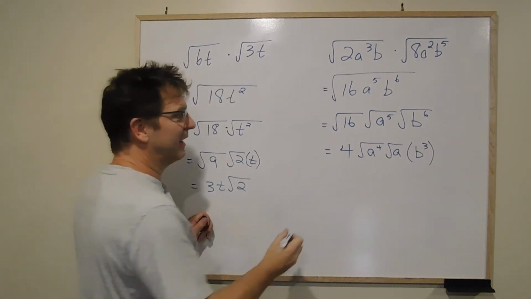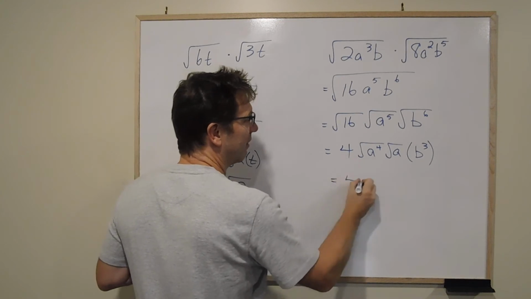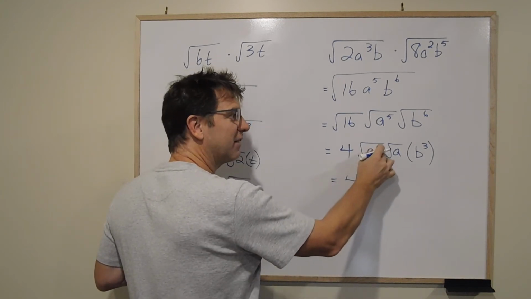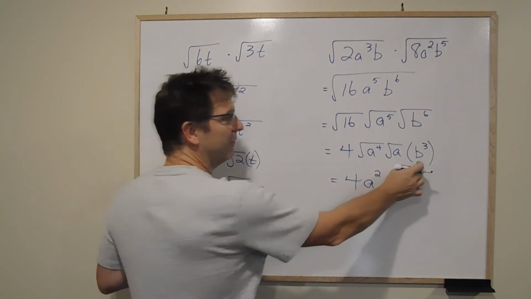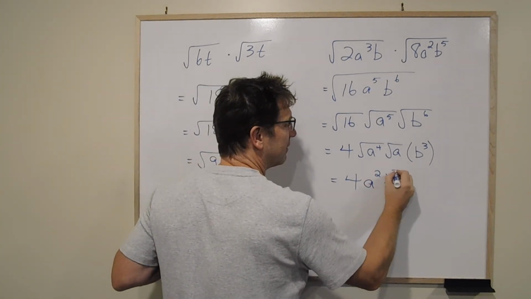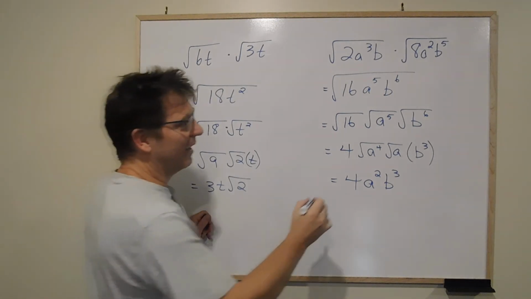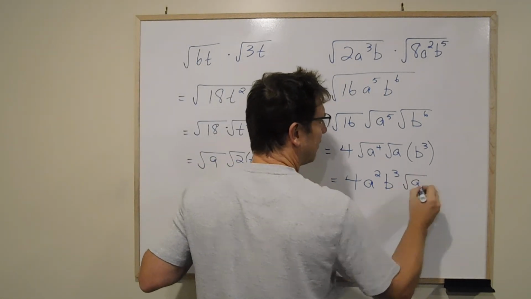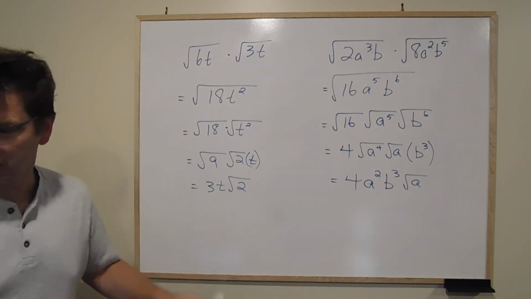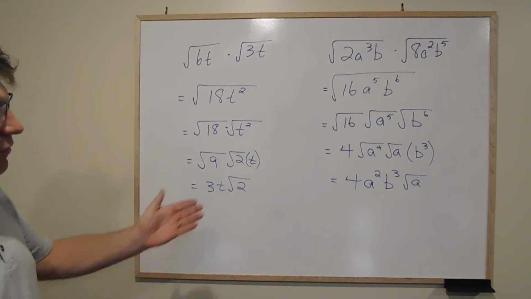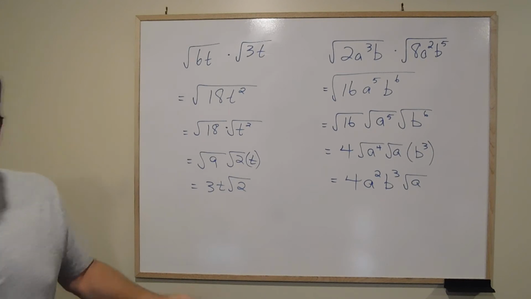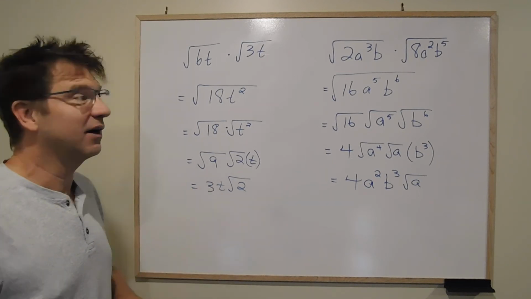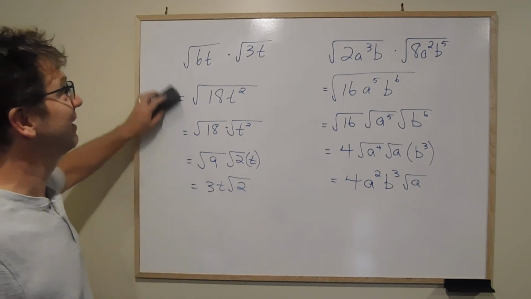And then when we put it together, I have the 4. Now the square root of a to the 4th, I get a squared. I'm going to move the b cubed here because it's not in a root, and I'm going to put my root at the end. So again, I'll give you a second to look at that. But I have 4a squared b cubed and then the square root of a. Okay? If you want to look at it any longer, hit pause right now because I'm going to rub it out and I'm going to do part C.